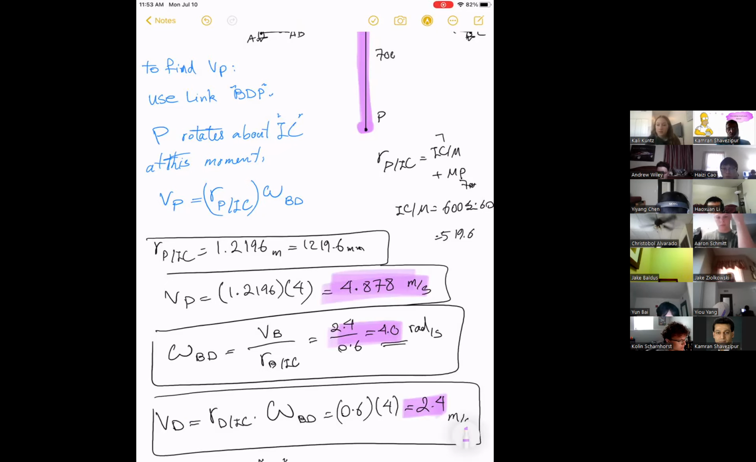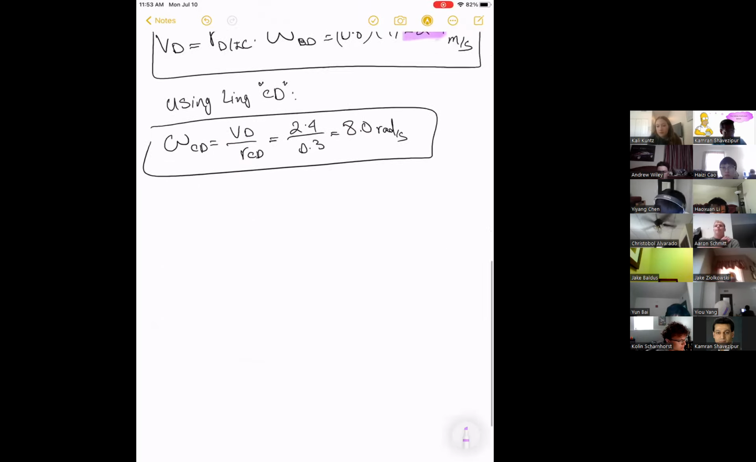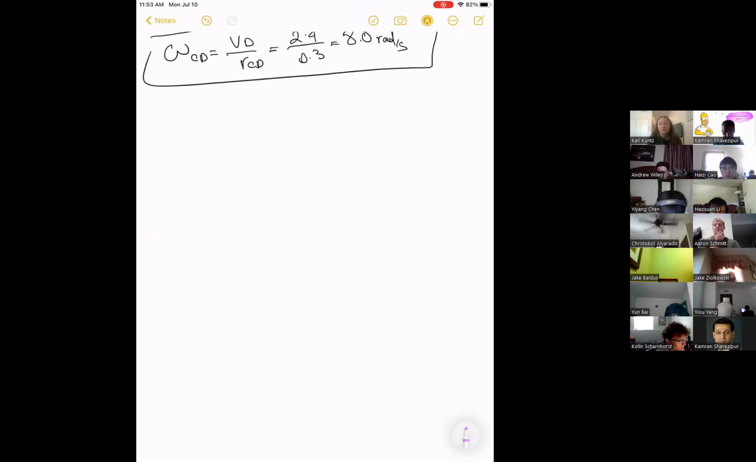Could I use another method like vector analysis? Of course. To do that, you have to relate. Let me give you a second to finish this. Are you guys done writing this? Everybody? Okay. Now, let's say this is link A, B, D, and C. And omega AB is given.